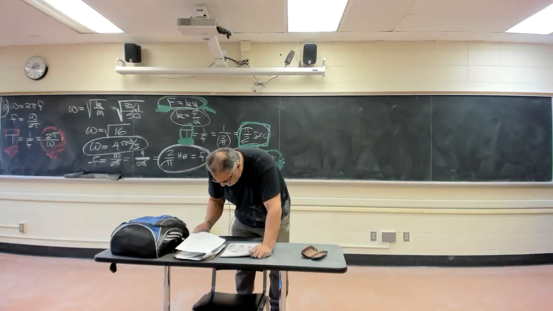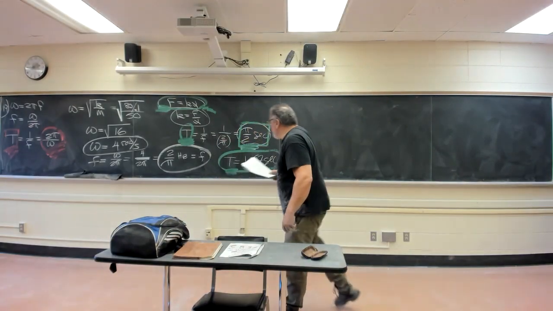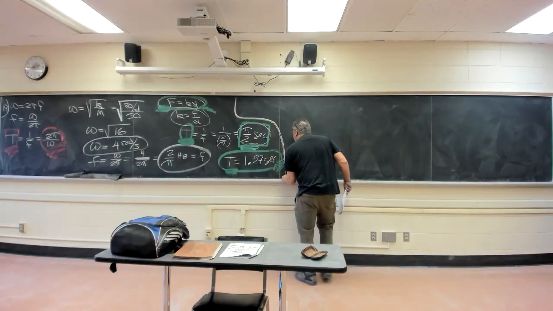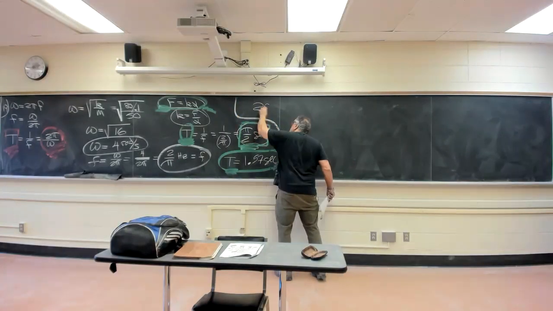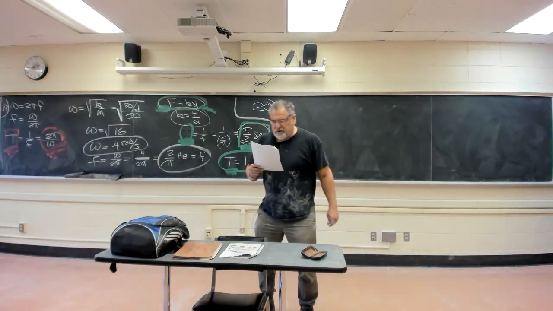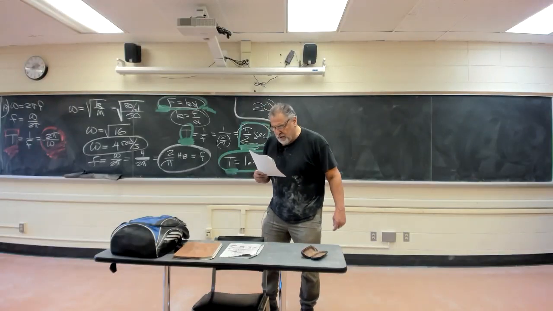Let's go to 20. So what they're saying here for 20: a ball hung from a vertical spring oscillates in simple harmonic motion with an angular frequency, omega, of 0.5 radians per second, and an amplitude of 5 meters. What is the maximum acceleration of the ball?